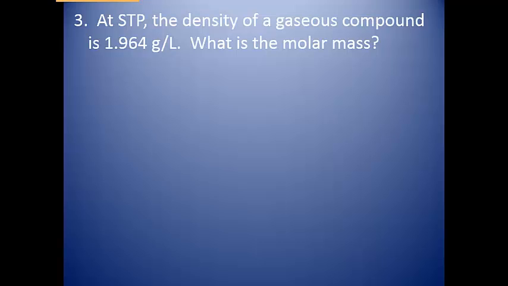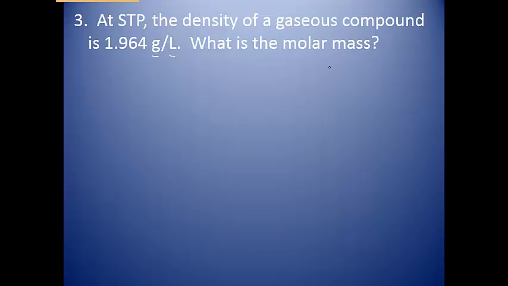We are at STP, again that's important, and we're given the density. The density of our gas is 1.964 grams per liter. Remember that density is mass over volume, so we have a mass and a volume. And we want to know what the molar mass is. And we can calculate the molar mass if we knew what our gas compound was, but they don't tell us a formula. So we want to be able to calculate a molar mass given this information.